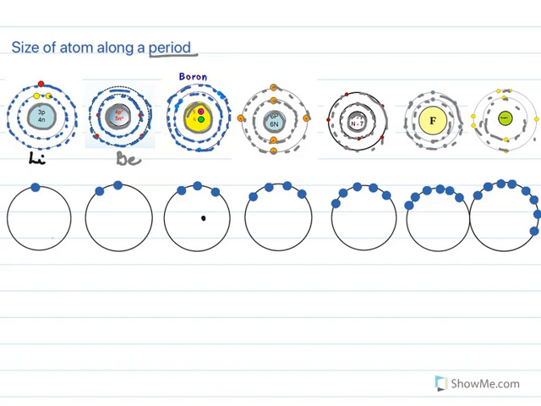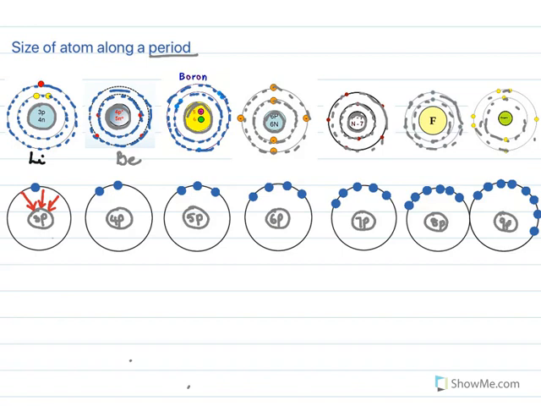The central nucleus in the first case has got 3 protons. So the outer shell is being pulled by 3 protons. Now when we go to the next, in the central nucleus you have 4 protons. Then in this nucleus here you have 5 protons. Next you have 6 protons. Then there are 7 protons. Here there are 8 protons. And last we have fluorine, which has got 9 protons.